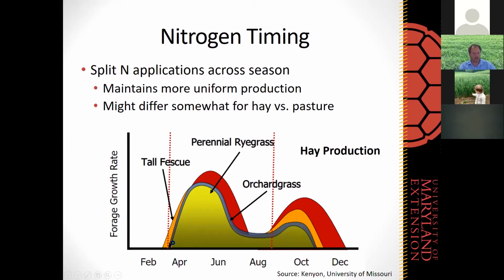In my area, we see green up around March 10th or so. We want to get a little bit of nitrogen on so we get some good growth and a nice first cutting with hay. And then we're going to put on that late summer application again to try to get that nice growth during that second growth period into the fall.